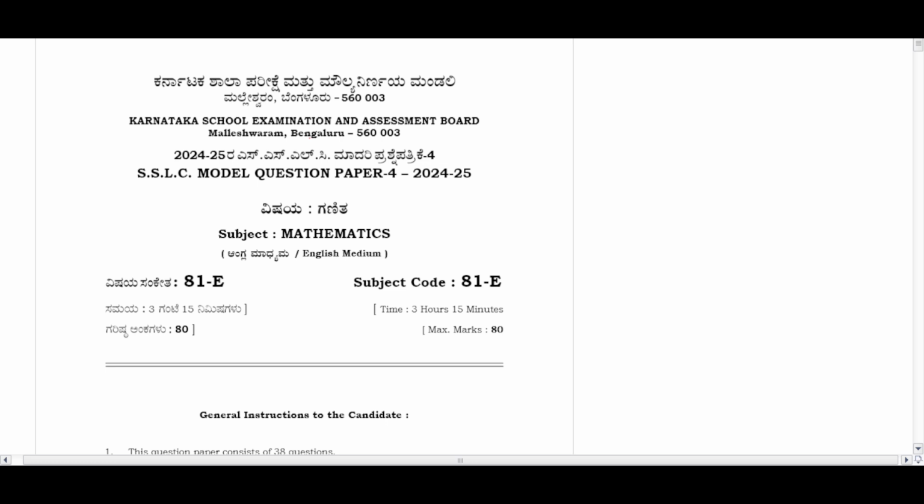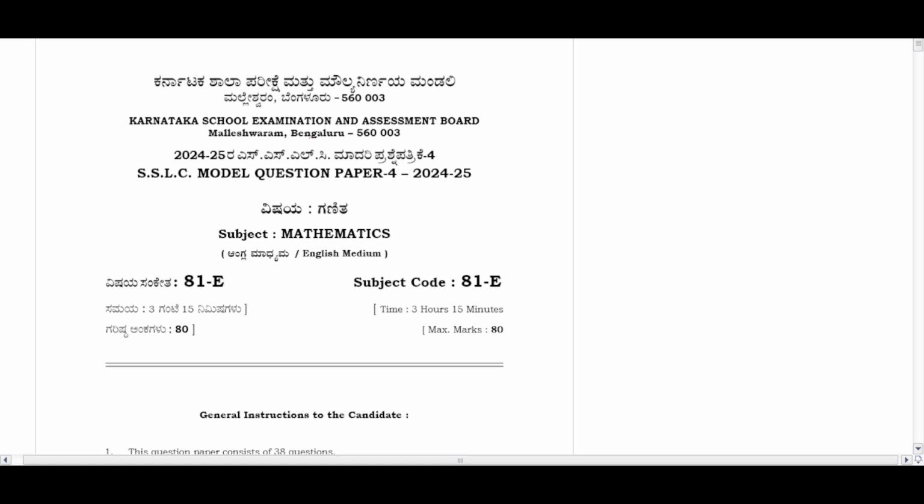Good morning, students. Today I am explaining model question paper 4. This is a very important question paper for Karnataka board students and all Indian state boards, because the question pattern is the same for all boards, either CBSE or any other state board. Let's start model question paper 4.